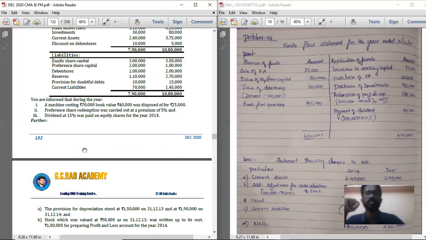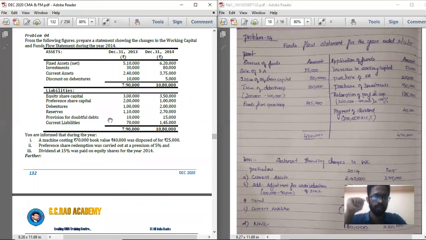Then preference share redemption was carried out at a premium of 5%. So redemption of preference share, how much? 1 lakh was carried out at a premium of 5%, which means 1 lakh into 105%. That is 1 lakh 5,000 rupees you have given for 1 lakh rupees of preference share capital. So dividend at the rate of 15% was paid on equity shares for the year 2014. So how much is the equity shares? 3 lakh on the original shares. So 3 lakh into 15% is the dividend paid during the year.